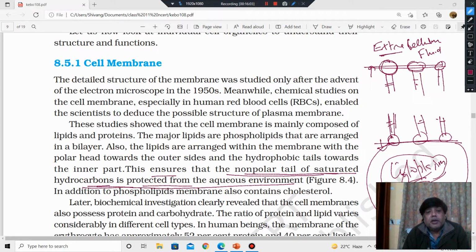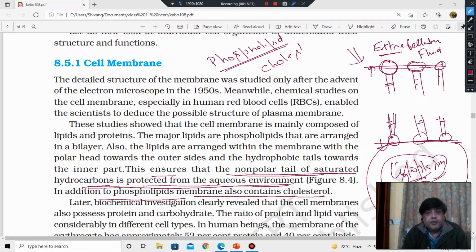Protected from the aqueous environment. In addition to phospholipids, the membrane also contains cholesterol. So the lipid content of our cell membrane is mainly phospholipid, but not only phospholipid; along with phospholipid, cholesterol is also present. In addition to phospholipids, the cell membrane also contains cholesterol.